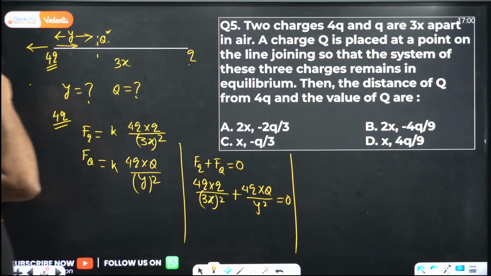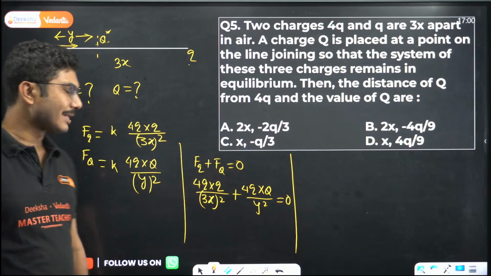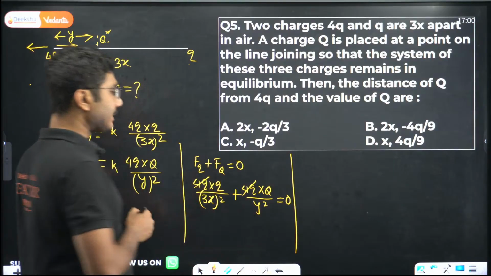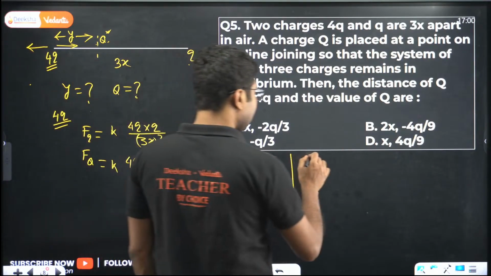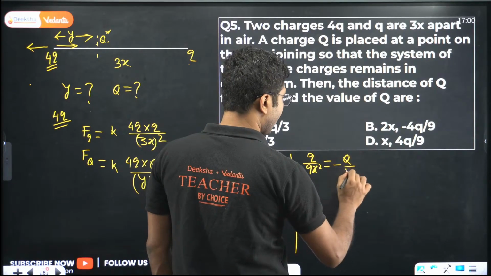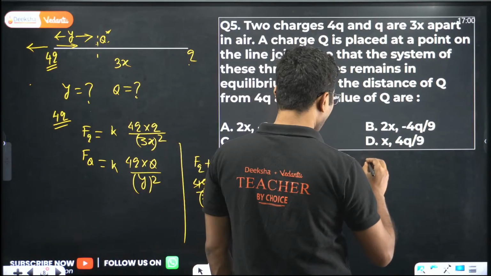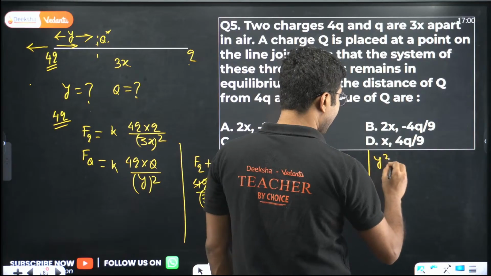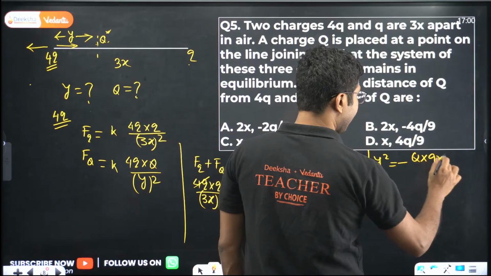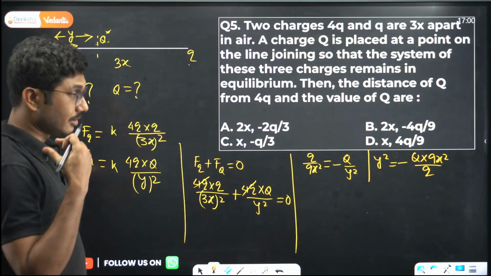Now what we have done here, we have basically added these two forces. K was common, so you can take K common and cancel it. Now we have to simplify it. Obviously 4q is also common, you can cancel that as well. So we are left with q upon 9x square equals minus capital Q upon y square. From this you can calculate the value of y square. So y square equals minus Q into 9x square by small q. This is the distance between these two charges.